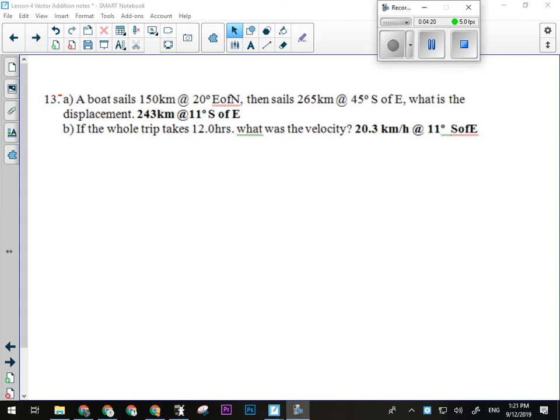Okay, just so everyone can check their diagram. The diagram for this one's going to look as follows. We're going to have the first vector is 20 degrees east of north. So I'm drawing a reference line that's north. Okay, I'm going to go 20 degrees east of that, like so, for 150 kilometers.